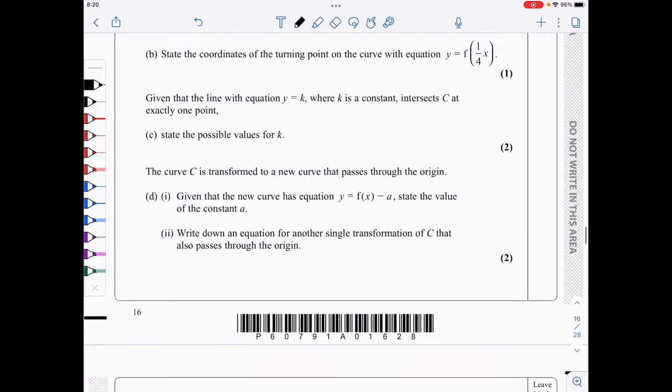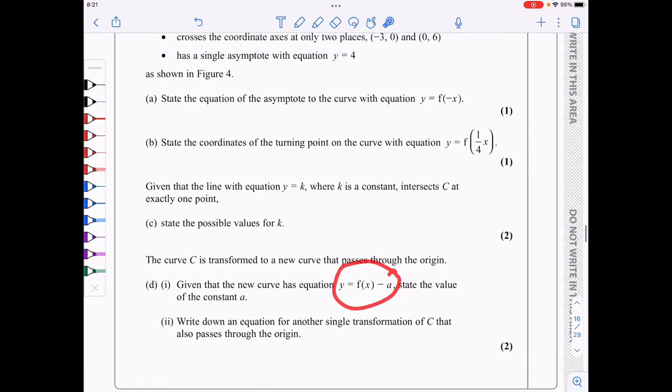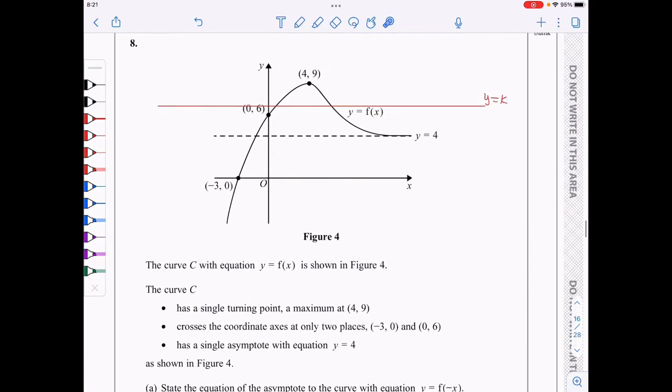And then D, the curve C is transformed to a new curve passing through the origin. If we have f of x minus a, we need to state the value of the constant a. Well, f of x minus a simply means that I have translated my original curve a units downwards.